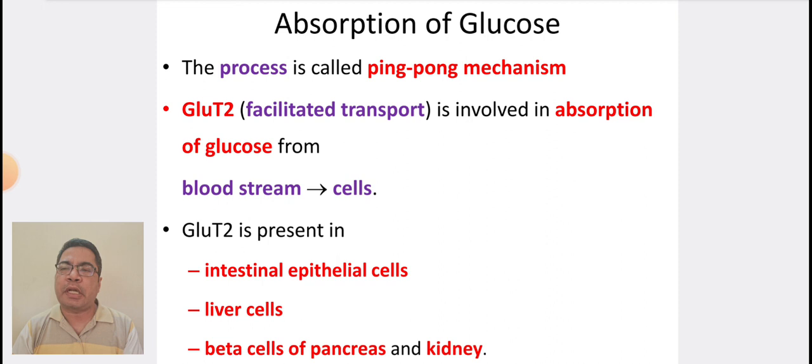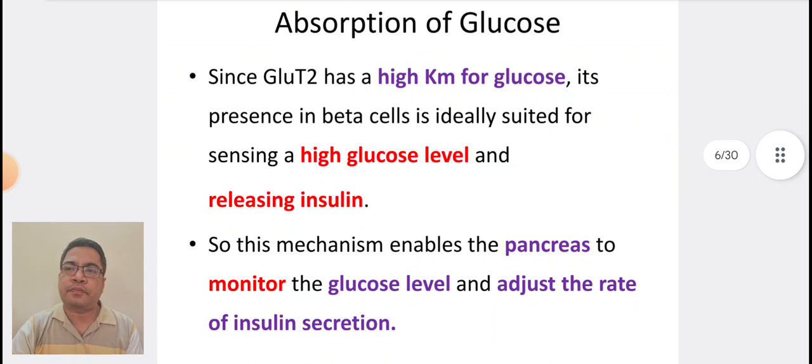GLUT2, that is facilitated transport, is involved in transport of glucose from the bloodstream to the cells. GLUT2 is present in intestinal epithelial cells, liver cells, beta cells of pancreas and kidney. Since GLUT2 has a high Km for glucose, its presence in beta cells is ideally suited for sensing high glucose level and releasing insulin. So this mechanism enables the pancreas to monitor the glucose level and adjust the rate of insulin secretion.